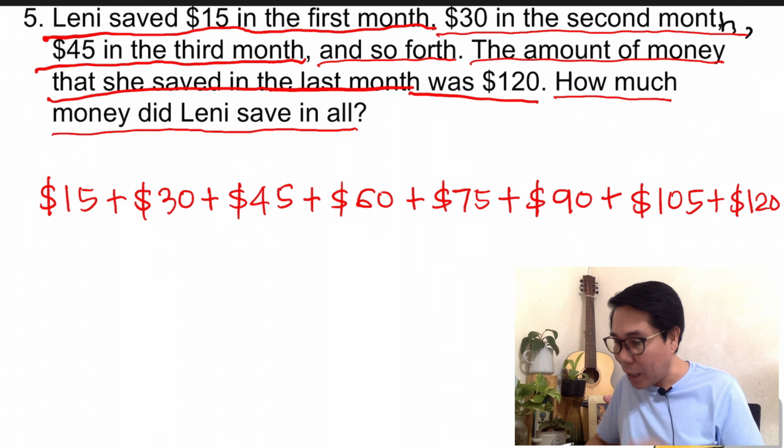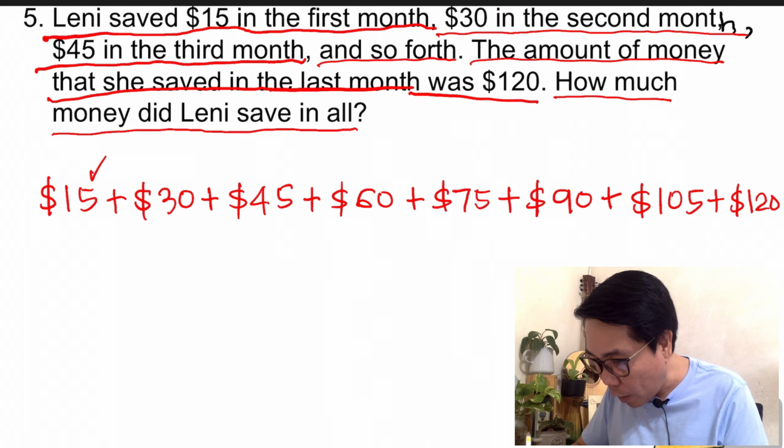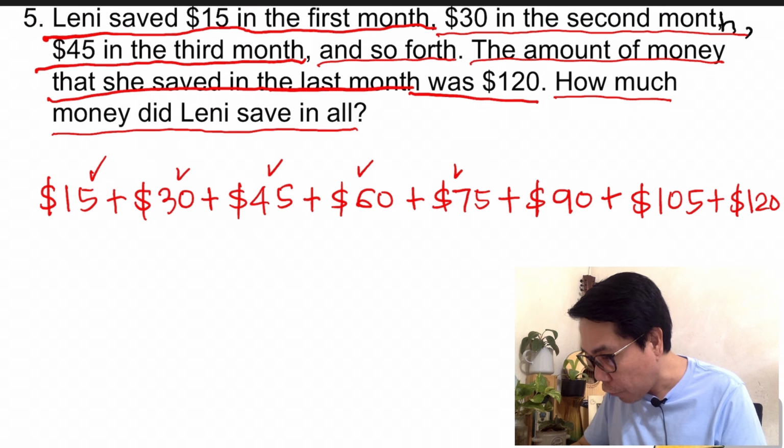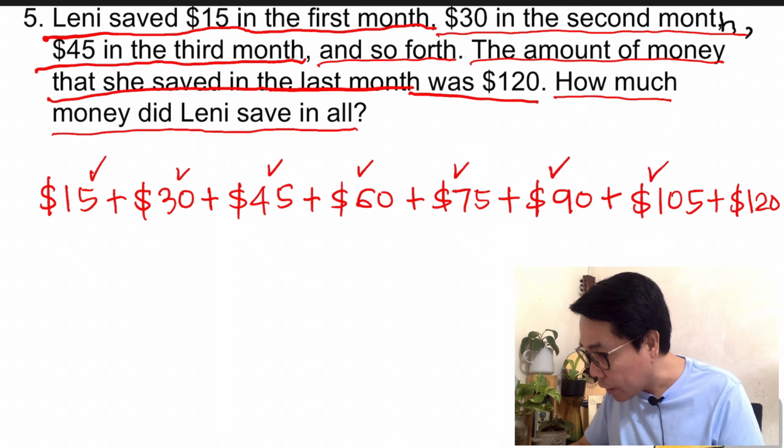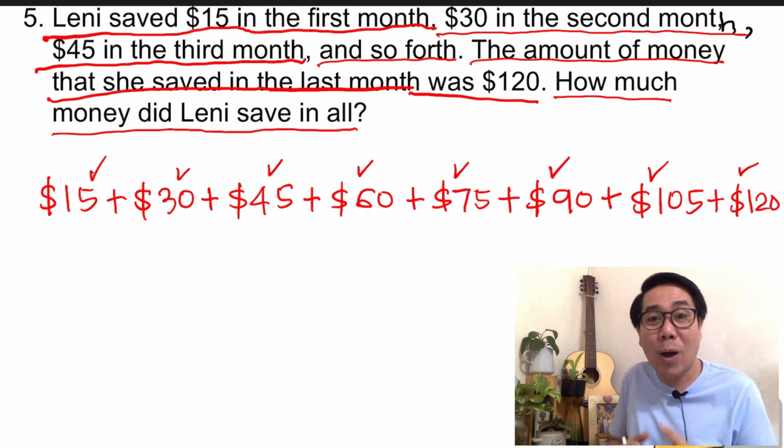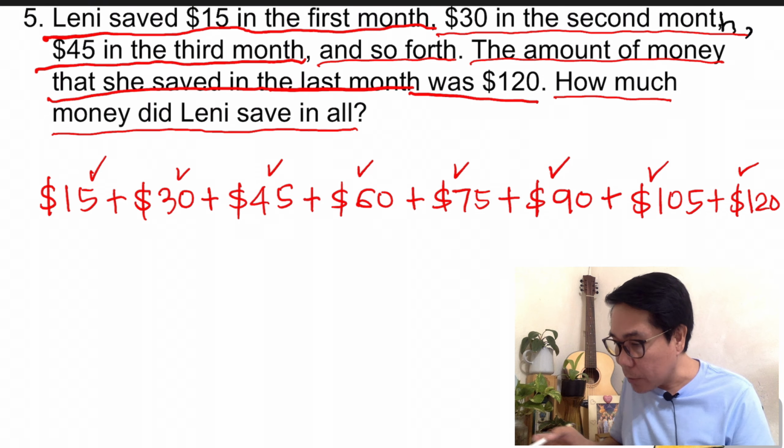Okay, so we have now here. How many do we have? We have 1, 2, 3, 4, 5, 6, 7, 8. So we have 8 numbers in all. Okay, so it's even.